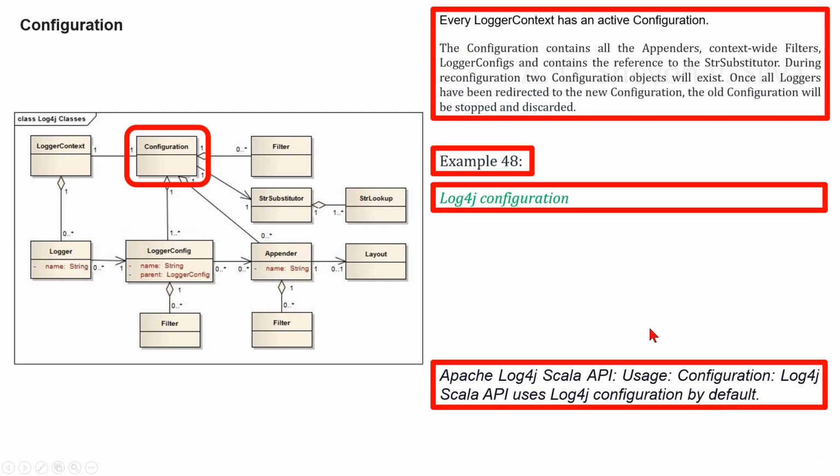Now we are considering configuration usage in Apache Log4j Scala API. Log4j Scala API uses Log4j configuration by default. This supports XML, property files, and Java-based builders, as well as JSON and YAML with additional dependencies.